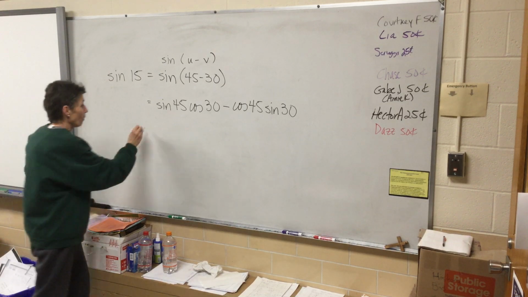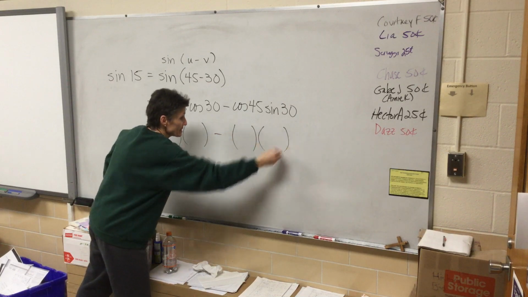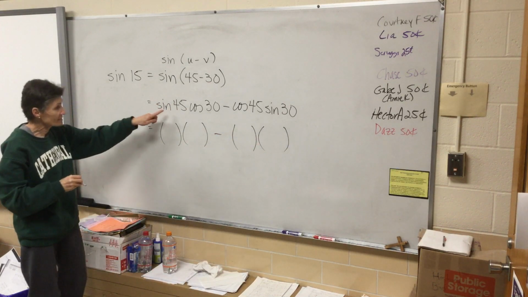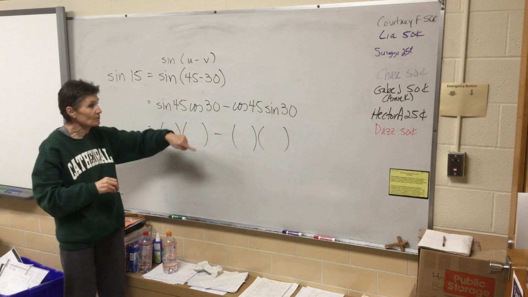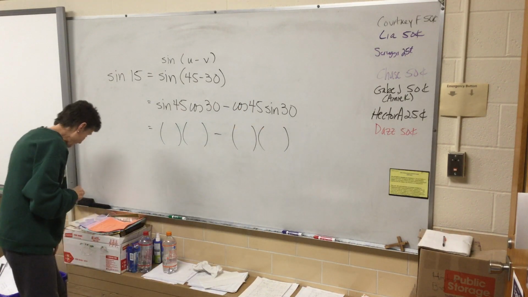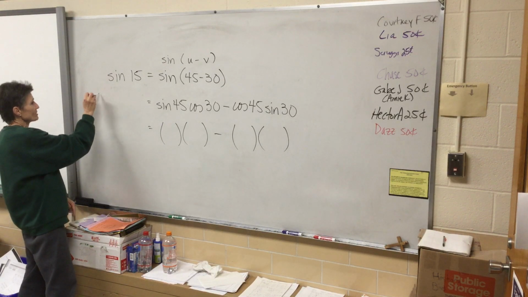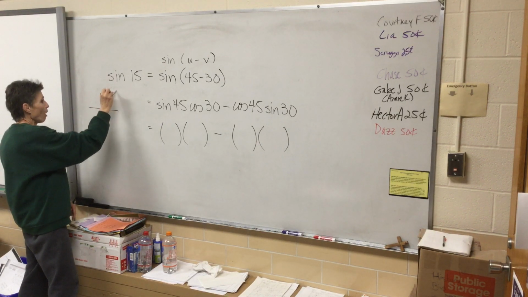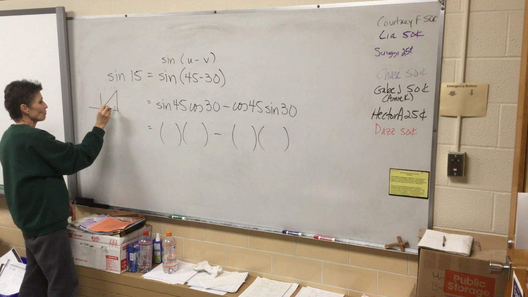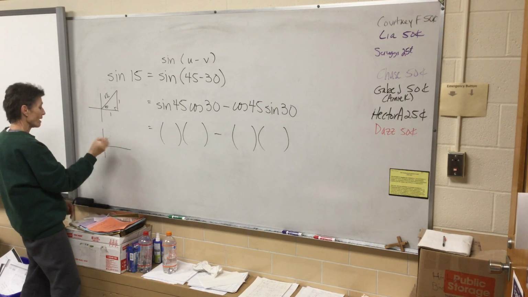So now I have to plug in these four numbers. I have to plug in the sine of 45 and the cosine of 30 and the cosine of 45 and the sine of 30. So what I like to do when I'm doing a whole bunch of these, I like to, over to the side or somewhere, draw my 45-degree triangle. And in this case, my 30.